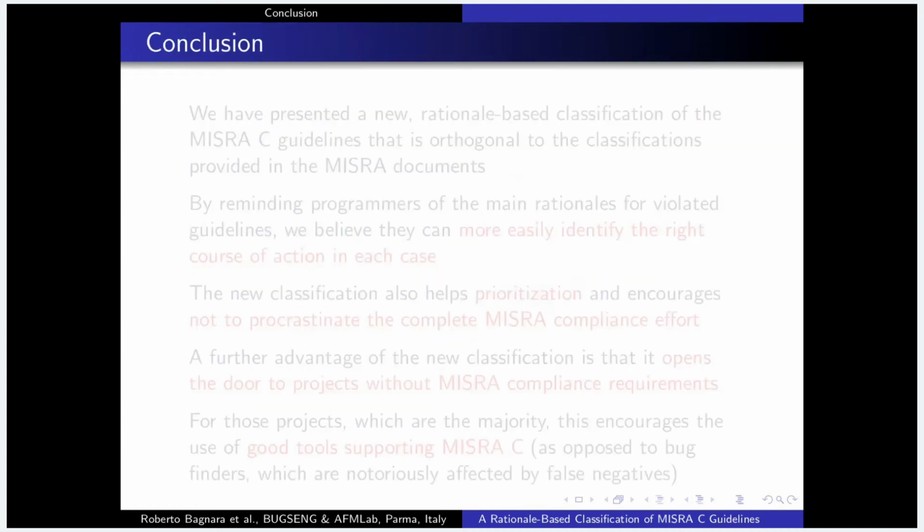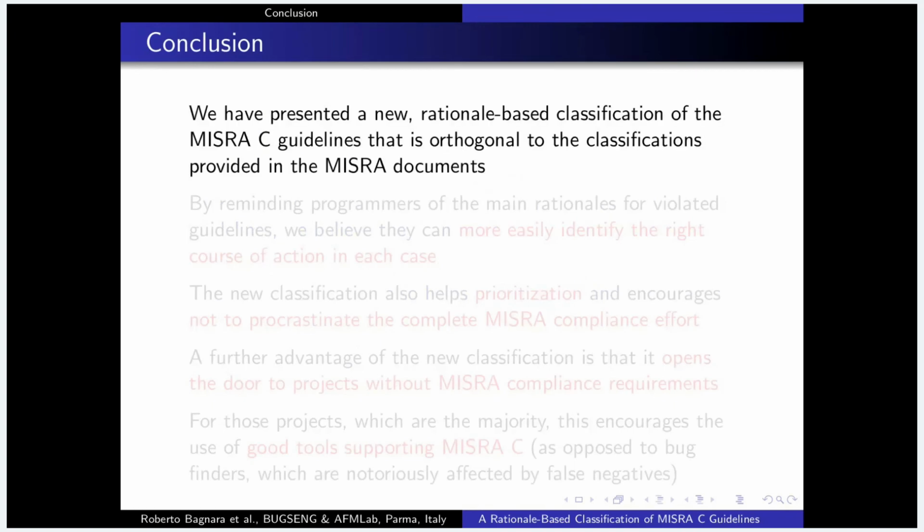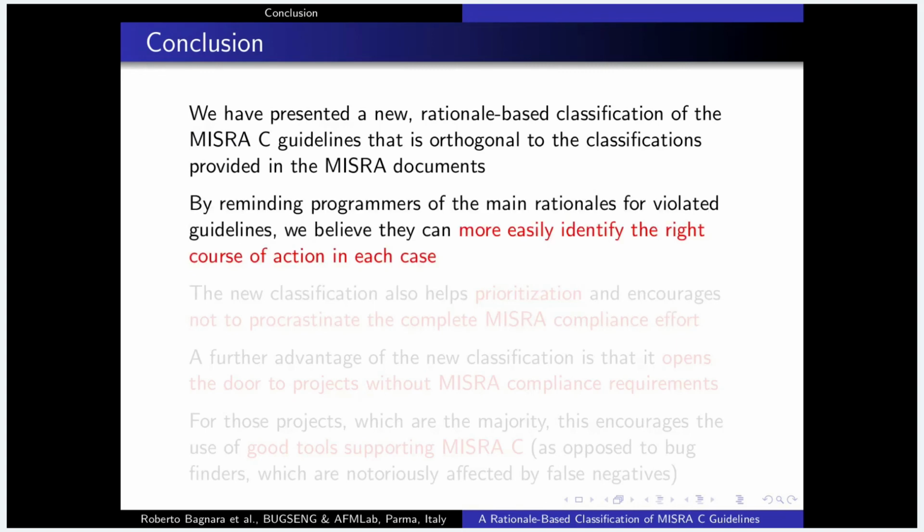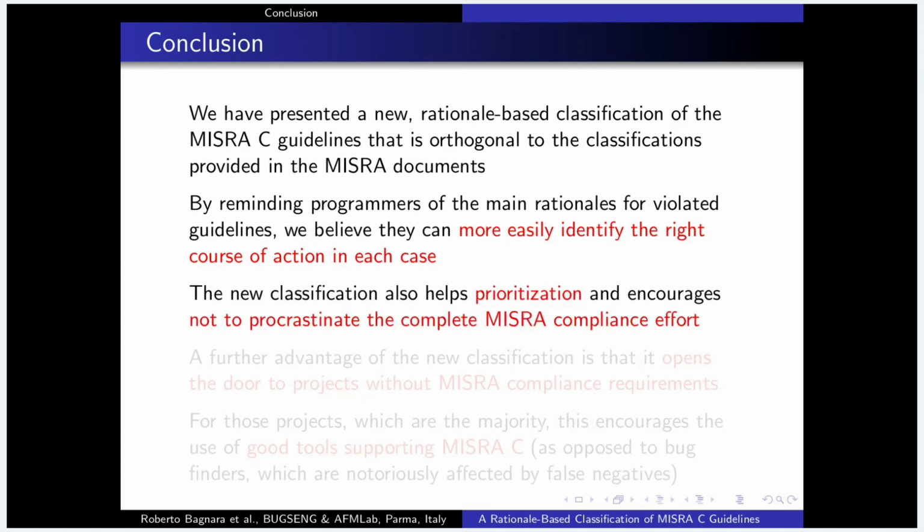So time for the conclusion. I think I'm not late. So we have presented a new rationale-based classification of the MISRA guidelines, and this is orthogonal to the classification provided in the MISRA documents. One of the good things about the classification is that it reminds programmers of the main rationale for each guideline, and this way they will more easily identify the right course of action. Should I comply? Should I modify the code? Maybe I should deviate. What is the rationale of this guideline I'm violating here? And the new classification also helps prioritization and encourages not to procrastinate the complete MISRA compliance effort.